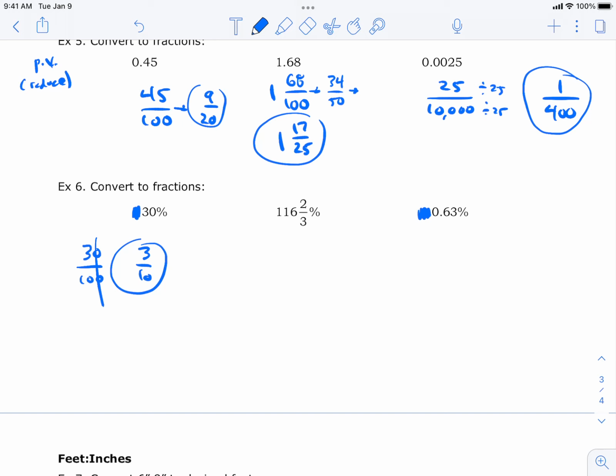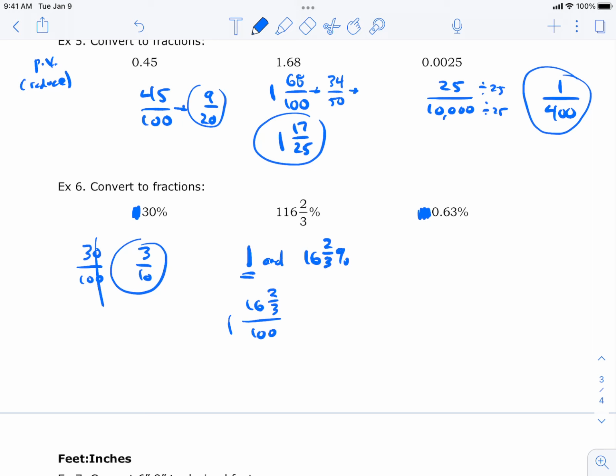Okay, what is this one? 116 and 2/3%. Well, first of all, the 100% tells me I'm going to have 1. And then I'm going to have 16 and 2/3%, right? So 1 and then 16 and 2/3%. Now the 16 and 2/3% is the same as 16 and 2/3 over 100. So it's going to be 1 and 16 2/3 over 100. Now, how am I going to do that one?